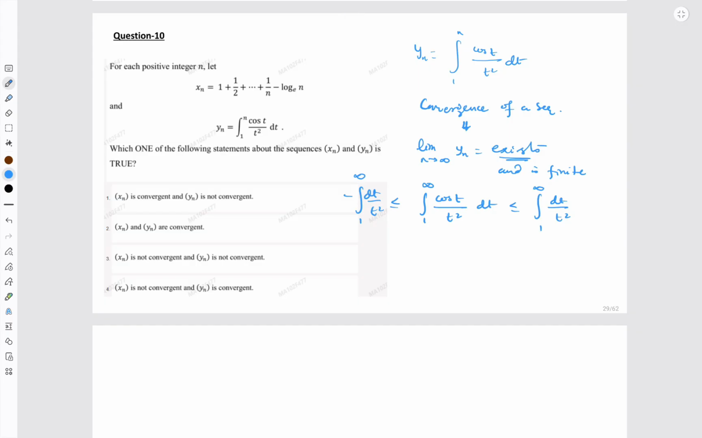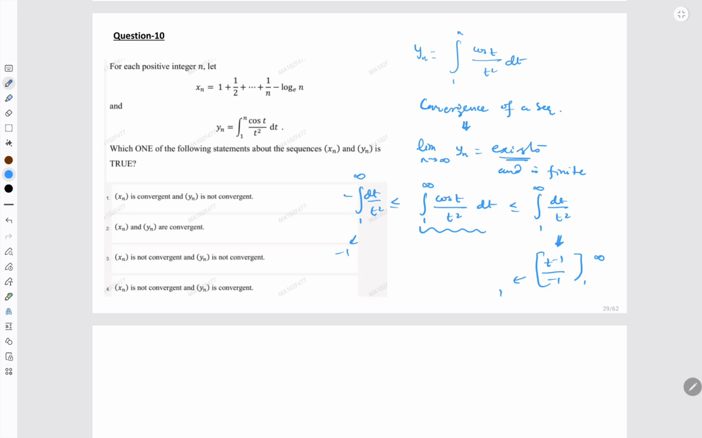Because cos x lies between minus 1 and 1. So if I integrate this, I'll have what? T power minus 1 by minus 1, 1 to infinity, that is minus 1, that is 1 basically, and it is negative of that, so it is minus 1. So this particular thing lies between minus 1 and 1. We can see that if t tends to infinity, this thing goes to 0.